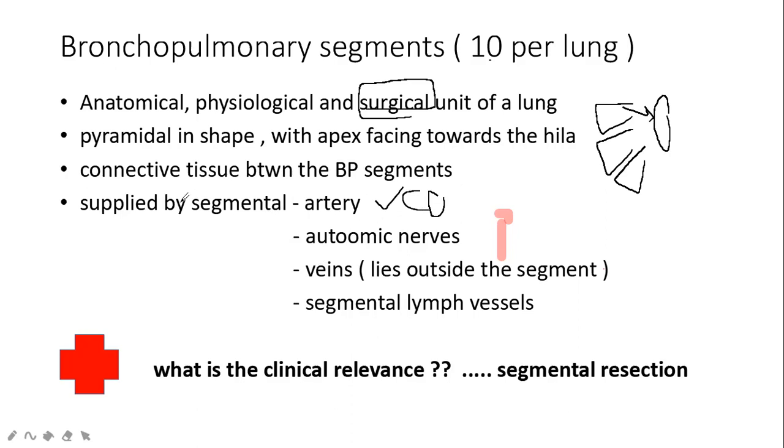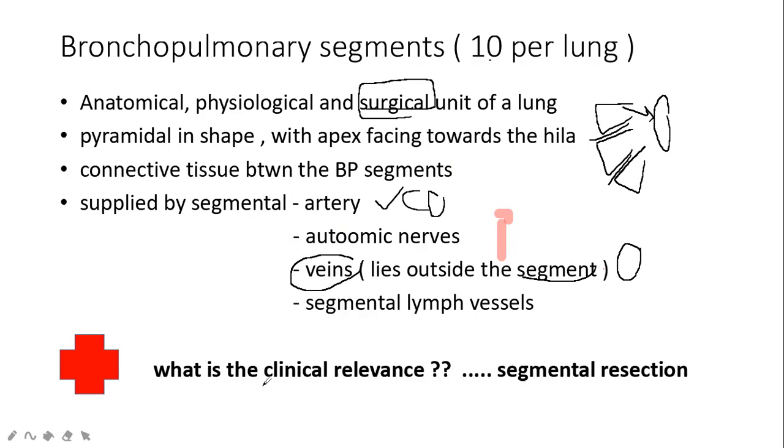And then the segmental veins. These segmental veins join the pulmonary vein, and now it's carrying oxygenated blood. Remember, I said that the segmental vein lies outside the segment, within the space between segments. They usually ask that. Okay, fine.